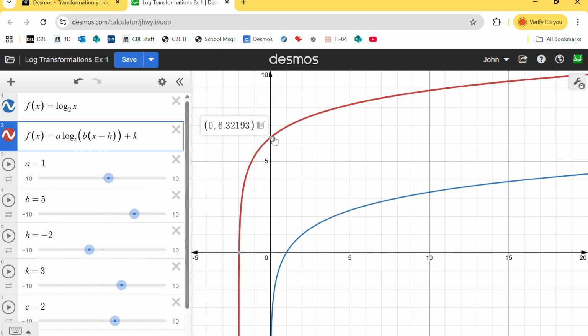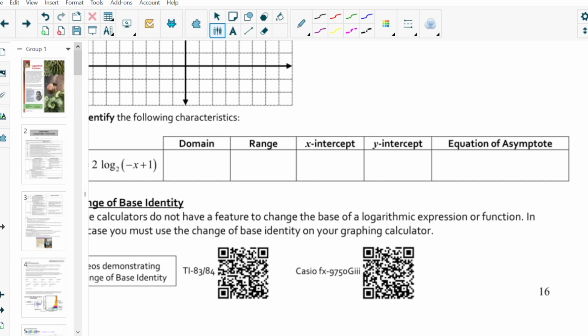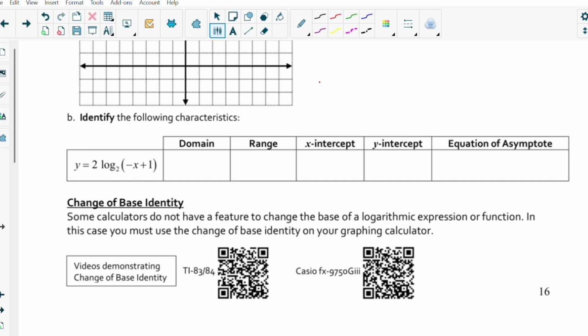The other thing, just to verify, remember we calculated a y-intercept of 6.322 on the transform function. There it is right there. The x-intercept is negative 1.975. We also calculated that in our example, and there it is. Okay, more on transformations.